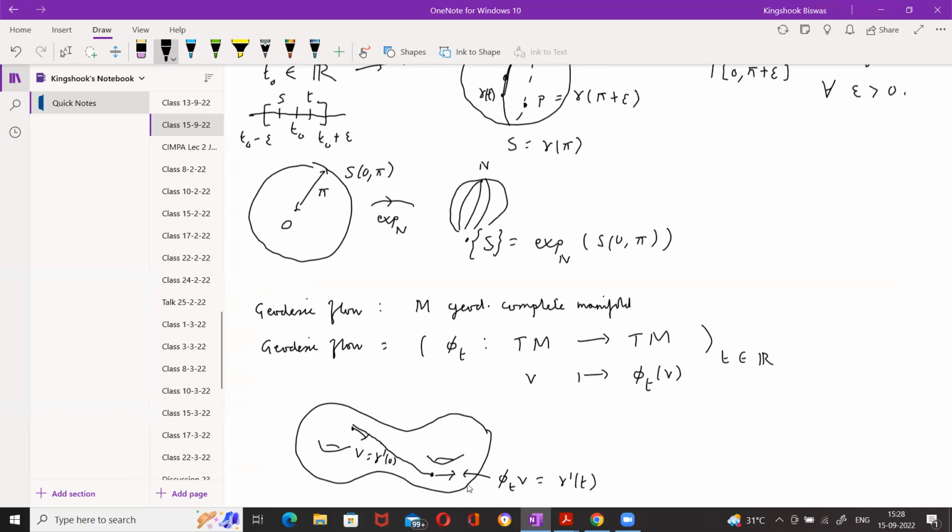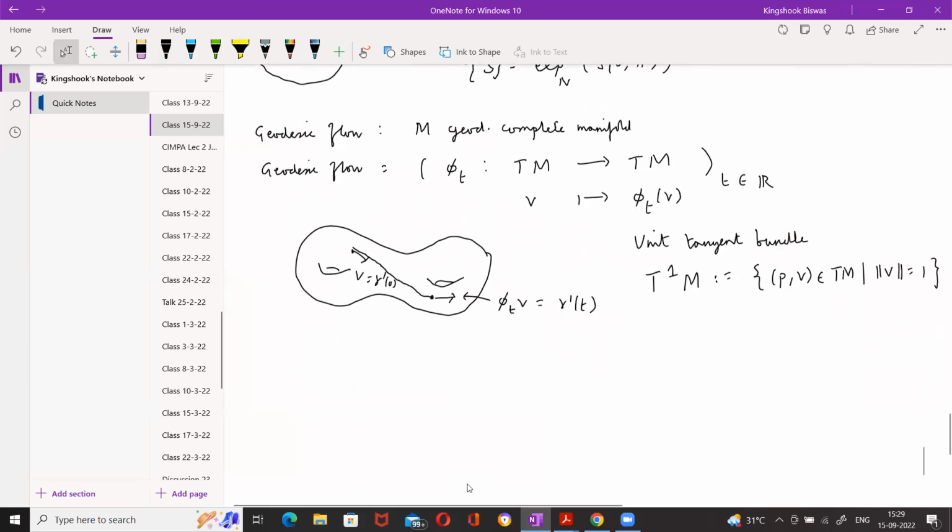And notice that if I define the unit tangent bundle to be the set of unit tangent vectors, the notation for this is T^1 M. So this is the set of (p, v) in TM such that the norm of v is equal to 1.